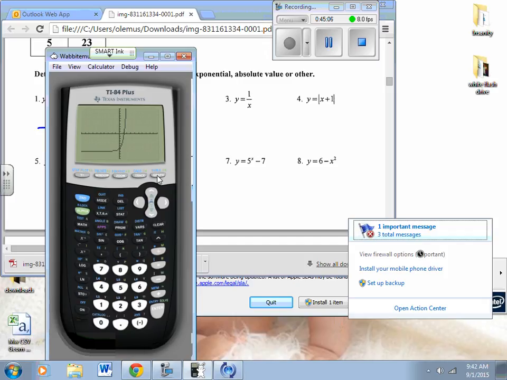Number 8, you notice that's also going to be exponential, but it's not a growth, it's going to be a decay. Let's take this back there. Okay. So go ahead and type that one in. Clear it. Okay, we're going to type in 6 minus x squared.